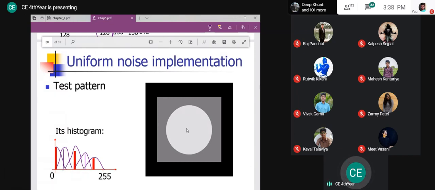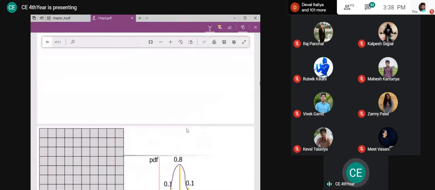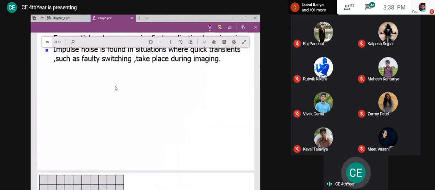Then we will intentionally add the noise. Then we will see the histogram of it, and then we will proceed with that. Okay, let us start one by one. So this is the concept that I wanted to remind you. You should recall this concept. Okay. Now we are starting with the image synthesis.